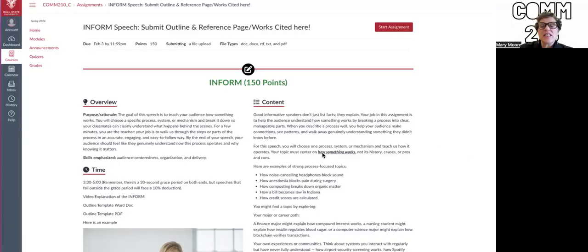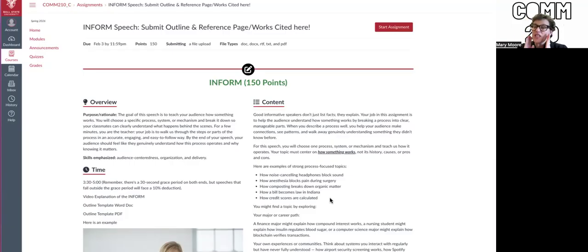As you can see in the content section of the directions, it gives you a few examples. Could you explain how noise canceling headphones block sound, or how anesthesia blocks pain during surgery, or when we compost, how does that work? How does it break down organic matter? Or how does a bill become a law in the state of Indiana? Or maybe you're wondering, how are credit scores calculated? Those are a few examples that we have for you.